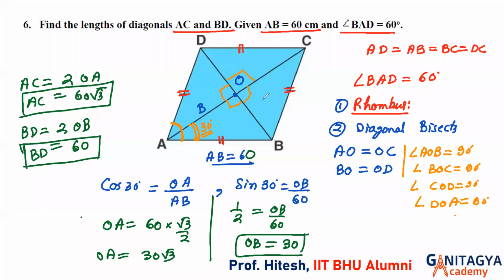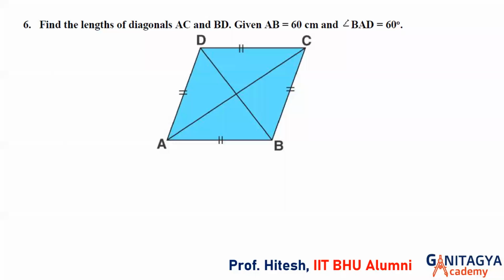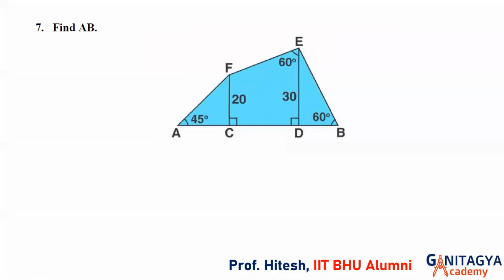Okay, so let me clear this. With this, we are ending our session today. Let me give you one question for the homework. So find the AB. This is our homework question.